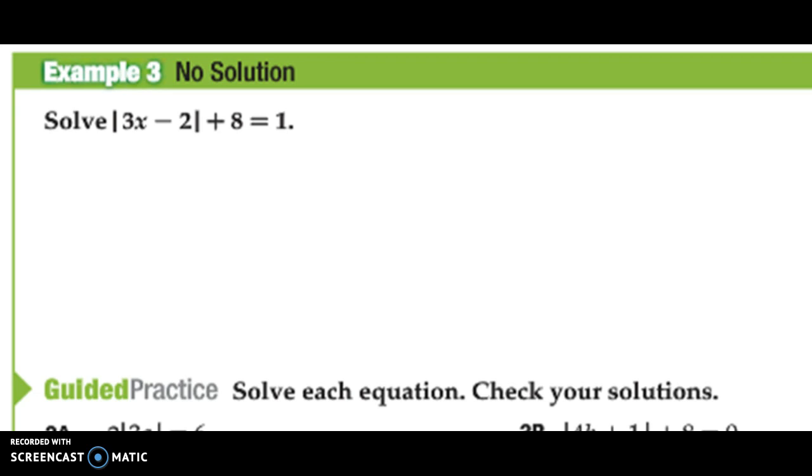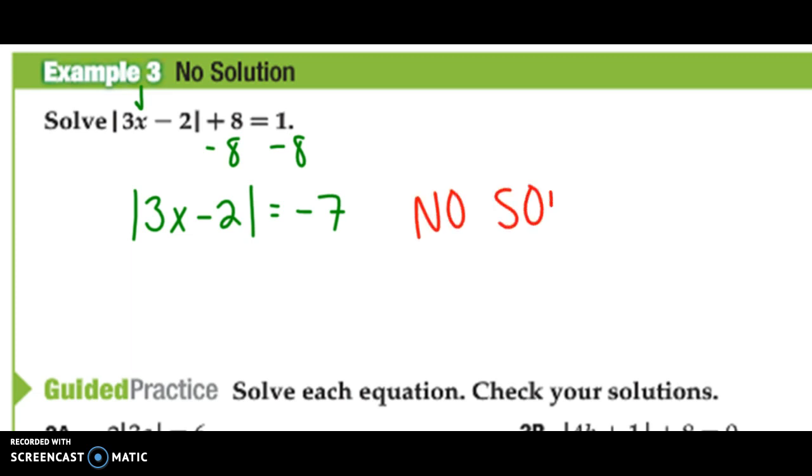Okay? So, if I want to solve for x right here, I still have to get rid of this 8 over here. So now we have the absolute value of 3x minus 2 is equal to, well, 1 minus 8 is negative 7. Now, before I go any farther, I have a question for you. Can your absolute value ever be negative? We said it does not. So right here, since this absolute value is equal to a negative amount, we'd say no solution.